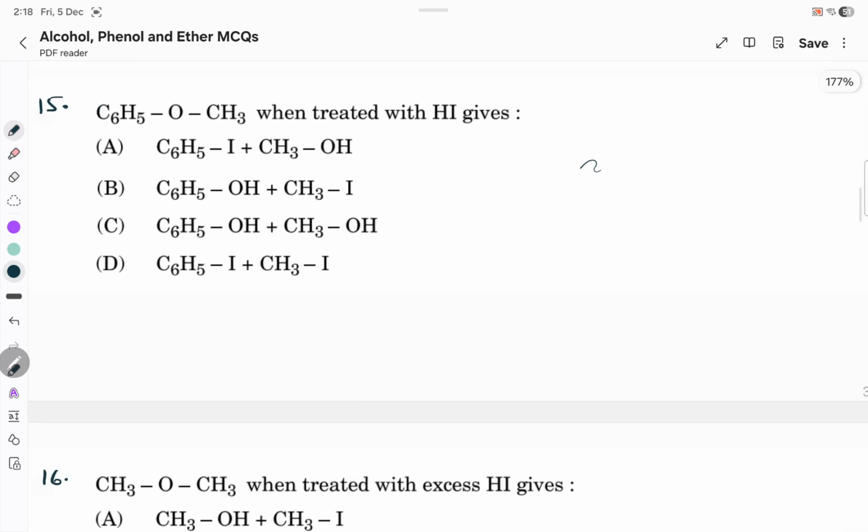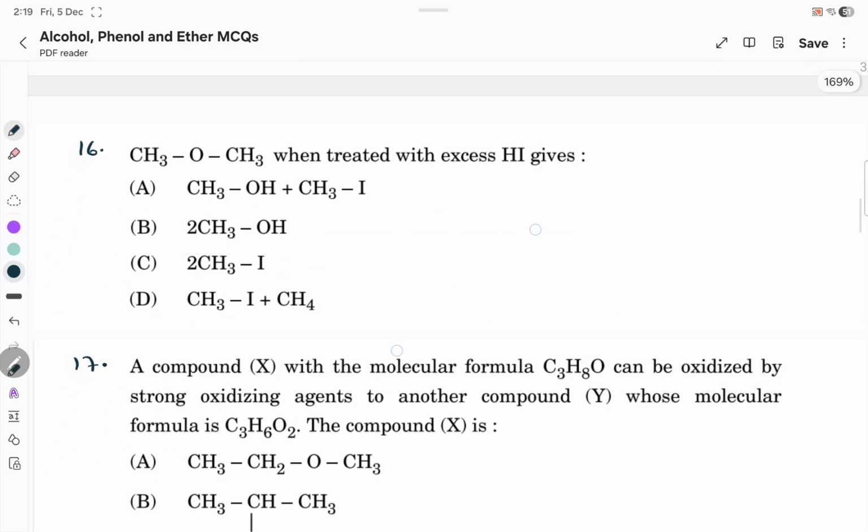Next question, C6H5OCH3. Instead of anisole, they have mentioned this. So the same answer. Due to partial double bond character, we can't break this bond. We will break this and add H and I. So obviously it is phenol and CH3I that will be the correct answer. Next question.